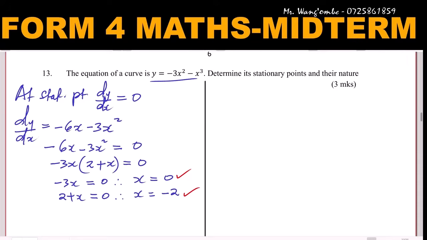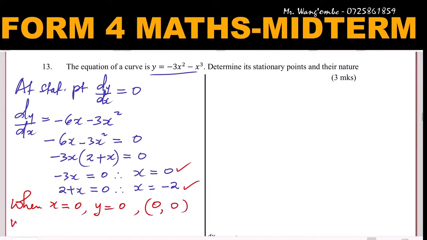Now what we need to get is the corresponding y values. When x equals 0, what is the corresponding y value for us to get that point? So use this function: y equals negative 3x squared minus x cubed. Substitute when x is 0. So y will be 0. Therefore the first stationary point is (0, 0).